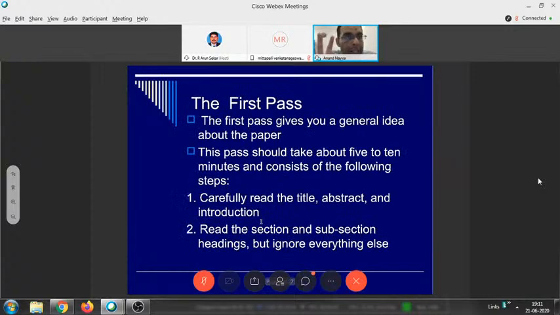Now see this. What is the first pass? Suppose you have taken 100 research papers. What will you do in the first pass? In the first pass, a general idea. So in this pass, you take your paper for just 5 minutes. In this, you just read.